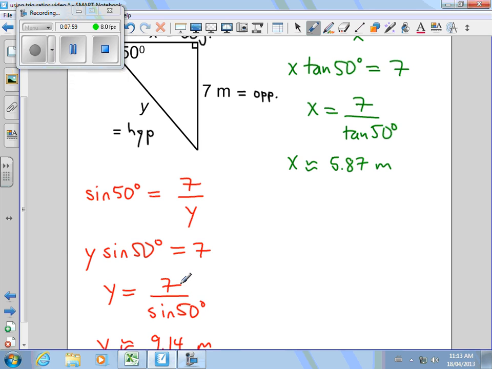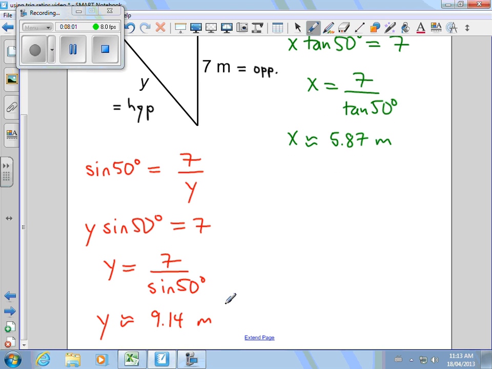Okay? Hope that helps, and you get some practice in using your trig ratios to find missing side measures. Good luck, and may the force be with you.